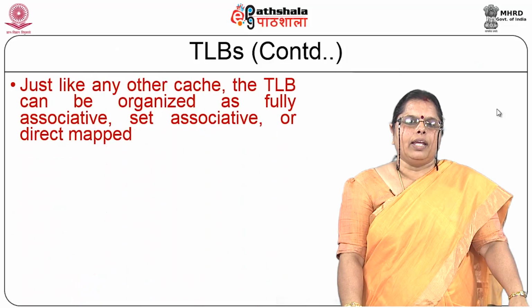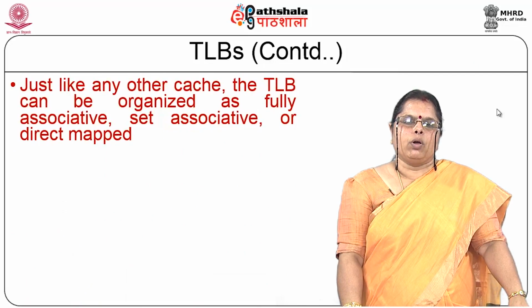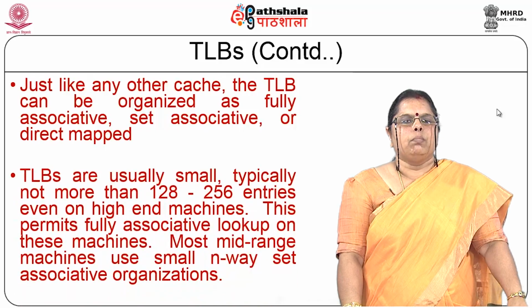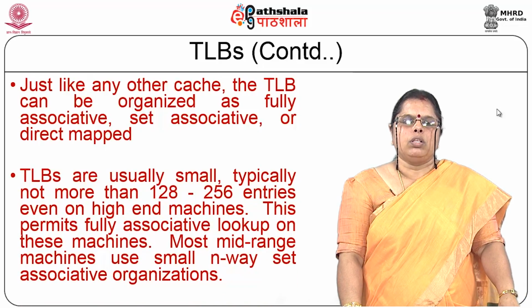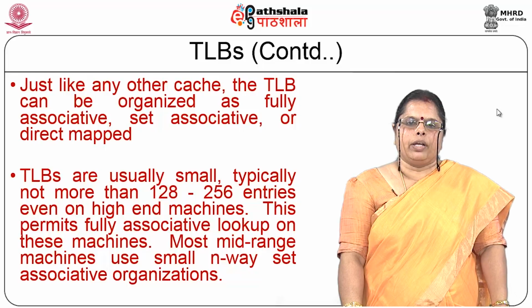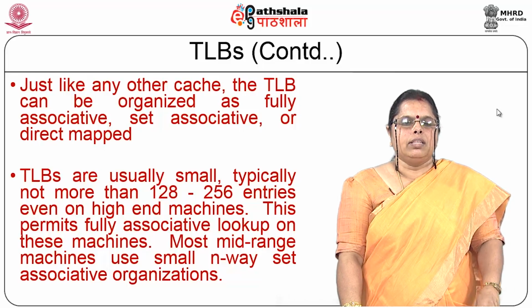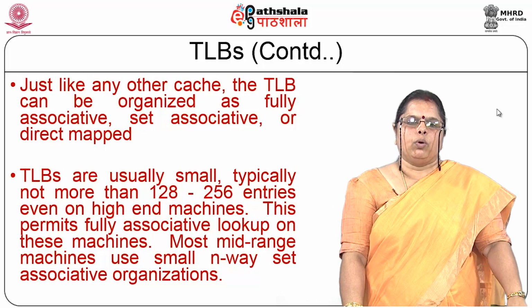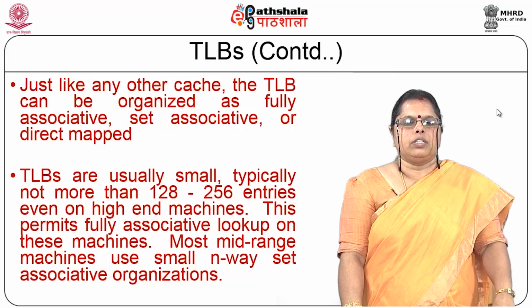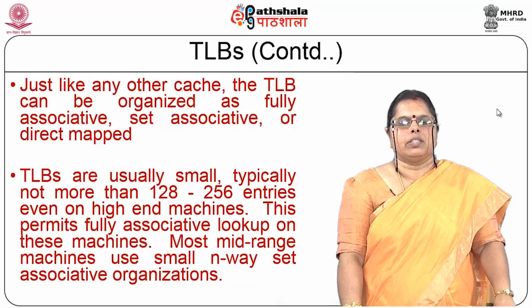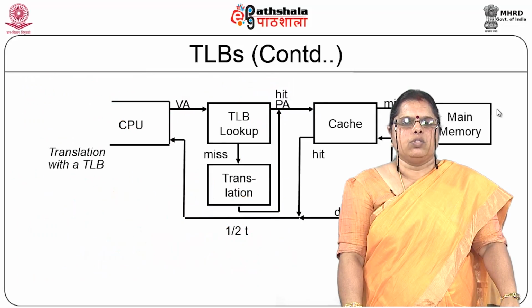Just like any other cache, the TLB can be organized as fully associative, set associative or direct mapped, but TLBs are usually small, typically not more than 128 to 256 entries even on high-end machines, and this permits fully associative lookup on these machines. Most mid-range machines use small n-way set associative organizations also.